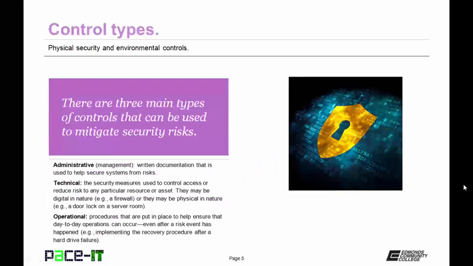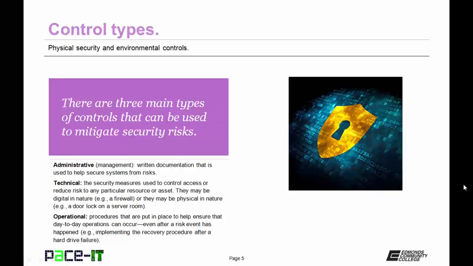There are three main types of controls that can be used to mitigate security risks. There are administrative controls. These are often called management controls. They're written documentation that is used to help secure systems from risks. Often, administrative controls will be used to help outline the other control types.